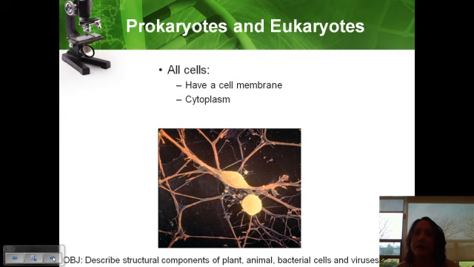They all have cytoplasm, and that's the space in between the cell membrane and, if there's a nucleus, the nucleus. And this is where all the organelles, if they have them, would be found. And then finally, they all have genetic material at some point.